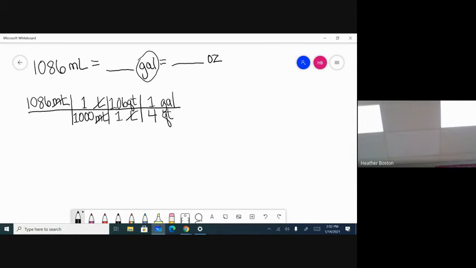Do you see how I didn't put the 1 on the bottom? This is a case where quarts has to go on the bottom to cancel, 4 has to go with quarts, and 1 has to go with gallons. Multiply across the top, so you'll multiply 1086 times 1.06, press enter. Then you divide by parentheses 1000 times 4, end parentheses, and your calculator is going to give you an answer of 0.28779. I'm going to round to 4 digits for 0.2878 gallons.